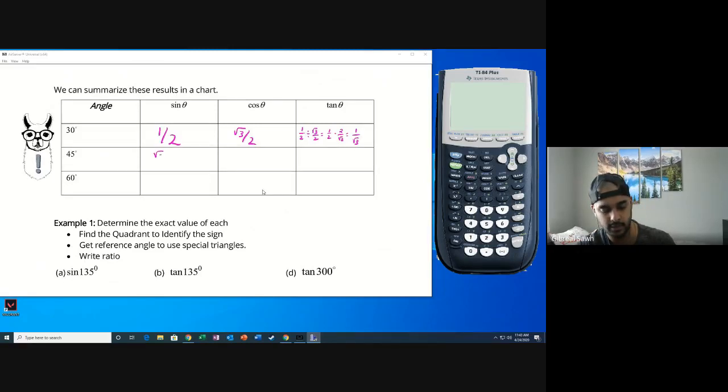45s are nice because it's always the same. Root 2 over 2, cosine, root 2 over 2. If you take tangent, then you're going to divide your y-coordinate, which is sine, by your x-coordinate, which is cosine.